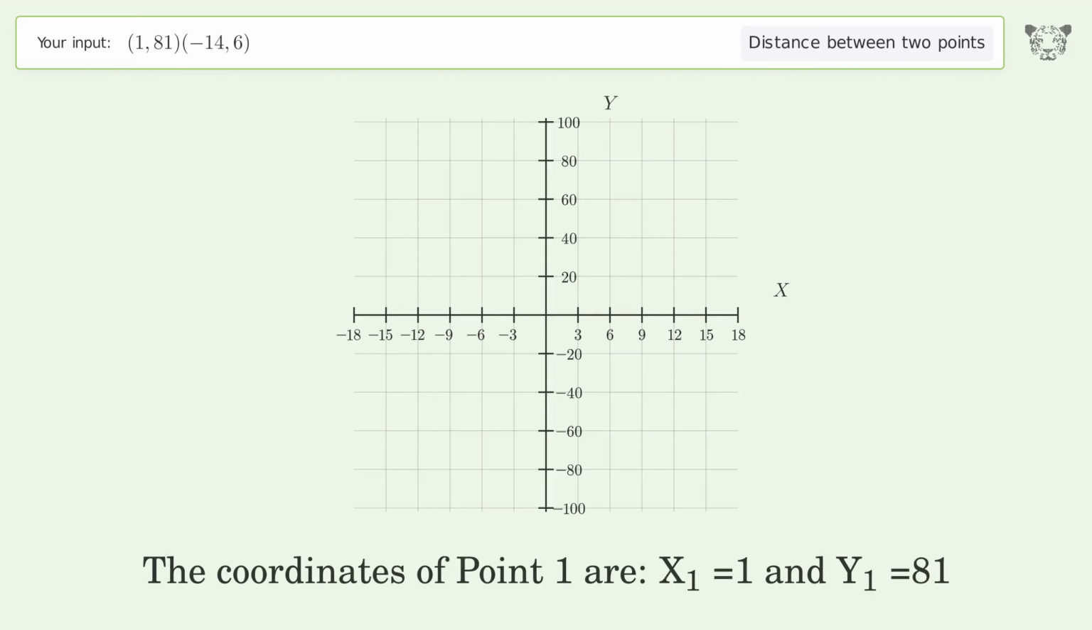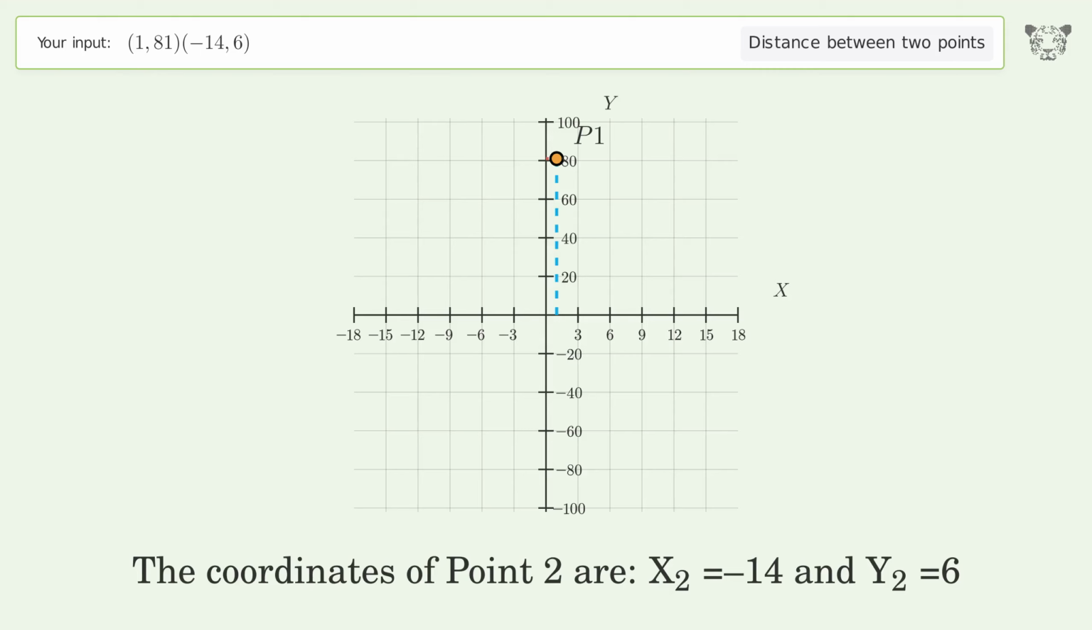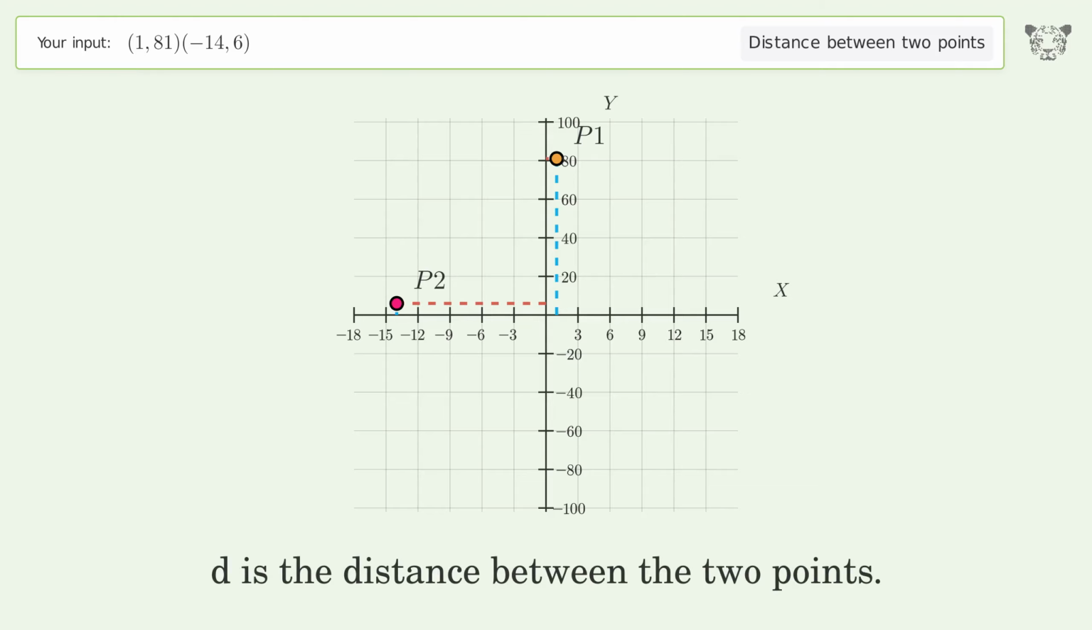The coordinates of point 1 are x1 equals 1 and y1 equals 81. The coordinates of point 2 are x2 equals -14 and y2 equals 6. D is the distance between the 2 points.